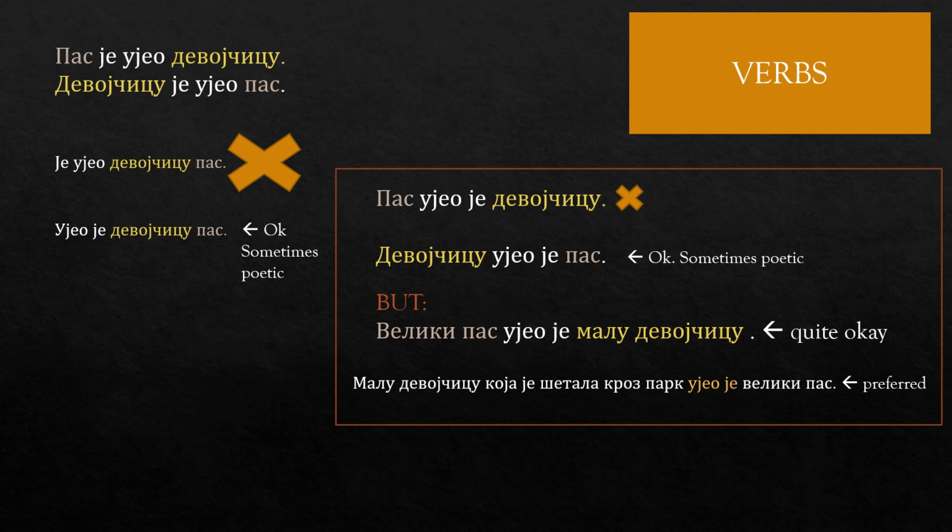Now check this out. If you add adjectives to the first sentence, pas je ujeo devojčicu, it suddenly becomes okay to invert the verb parts. Veliki pas ujeo je malu devojčicu. This is okay. And the more things you add to the first syntagm, the more okay it becomes to invert the verb. At some point, it is even preferable. For example, malu devojčicu koja je šetala kroz park, ujeo je veliki pas. Ujeo je is here actually better than je ujeo.